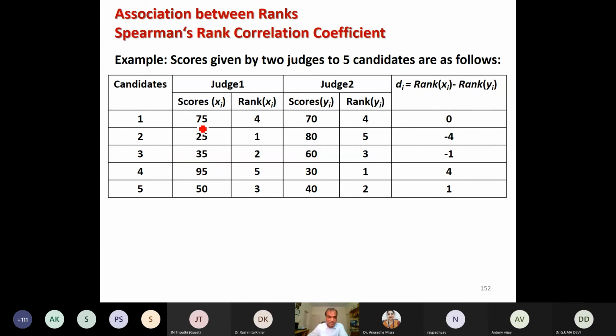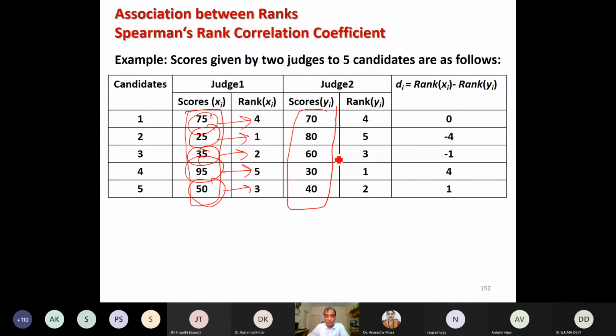So here I am just taking 5 students, and judge 1 has given them these marks and then judge 2 has given them these marks. Now I simply try to look at these marks and give the ranks. So this is the lowest mark, I give it rank 1. This is the second lowest mark, I will give rank 2. Then we have the marks 50, I give rank 3. Then similarly I have marks 75, rank 4, and 95, rank 5. Yes, you can do it the opposite way also, 5 4 3 2 1, but anyway you have to choose one.